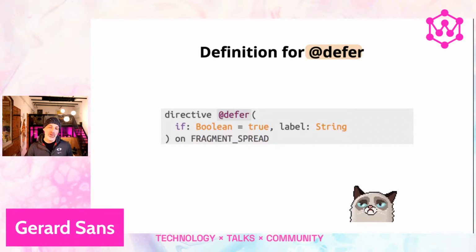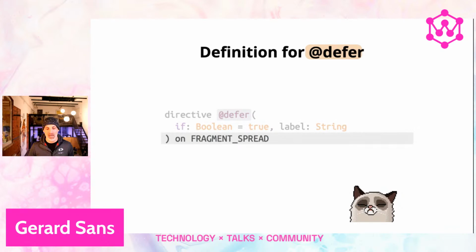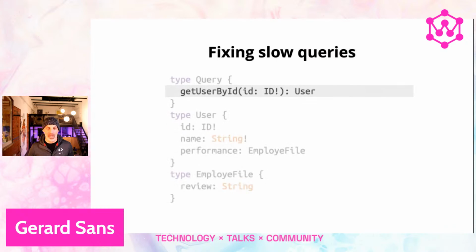So how we use the definition for Deferred is we will specify, as we did before, two arguments. One will be if we want to use the Deferred, and the other one will be a label to identify the different patches. So the label will be unique. So if you have different fragments, you can identify from which part of the user interface they are coming from. This will only work for fragment spreads.